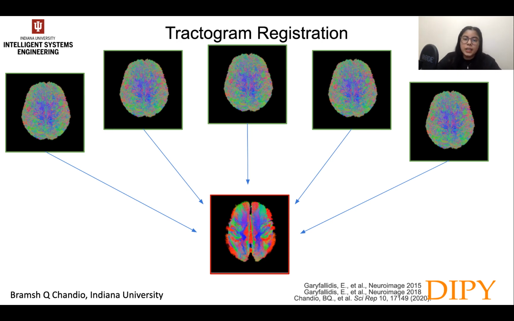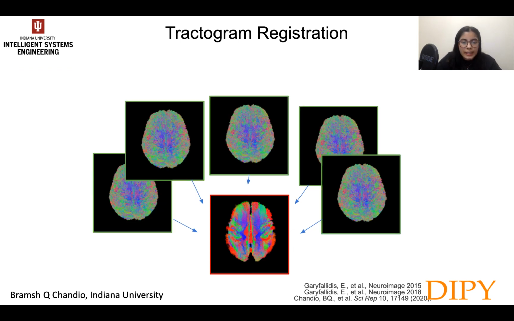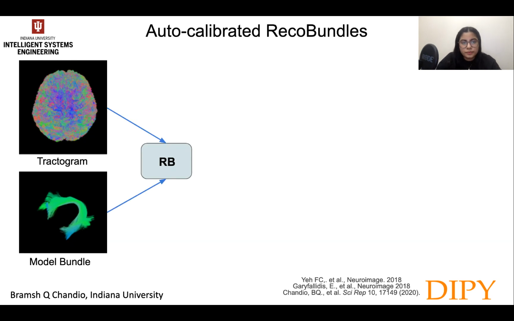To do so, we do streamline-based linear registration. We register all the input tractograms to the model atlas or common space. Here it is MNI space. After we have registered all the input data into common space, now we start doing bundle extraction. In the previous session, you already learned about RecoBundles and how it works. In BUAN, we presented auto-calibrated RecoBundles. Let's see how it is different from RecoBundles.